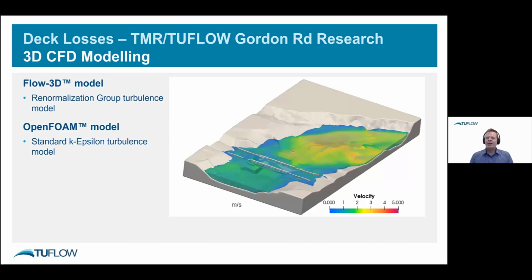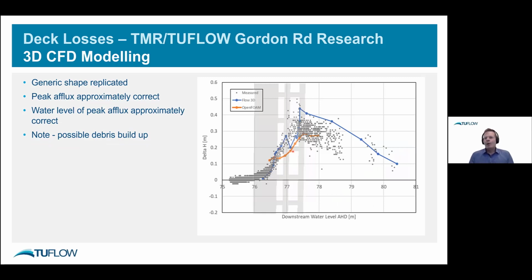So in order to check the gauge data, we also ran a 3D CFD model of the bridge and surrounds using Flow 3D and also OpenFOAM software. I don't really have time to go into detail in the software setup. What I'm plotting now is the head loss across the bridge as a function of the downstream water level on the x-axis. And so the bridge soffit is at 76 meters. So we've put the image of the bridge on this graph and rotated it around 90 degrees so that the soffit lines up with 76 meters and it's approximately scaled by height in the x-axis direction.